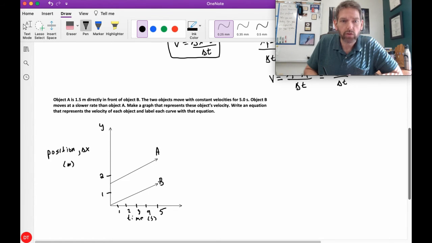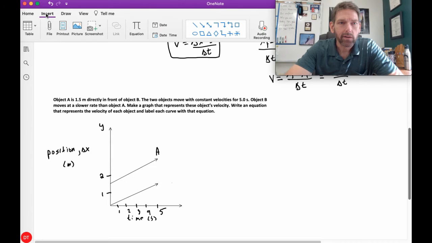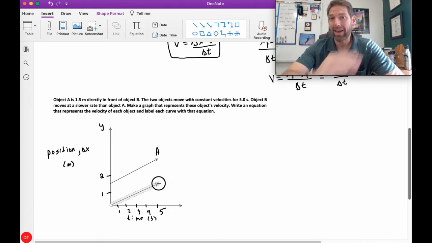Object B moves at a slower rate. So with that said, let's think about it. The way that I drew both of these slopes, they're actually kind of at the same rate. So let me click on this. They're about the same, right? They look like they both have the same sort of angled slope.